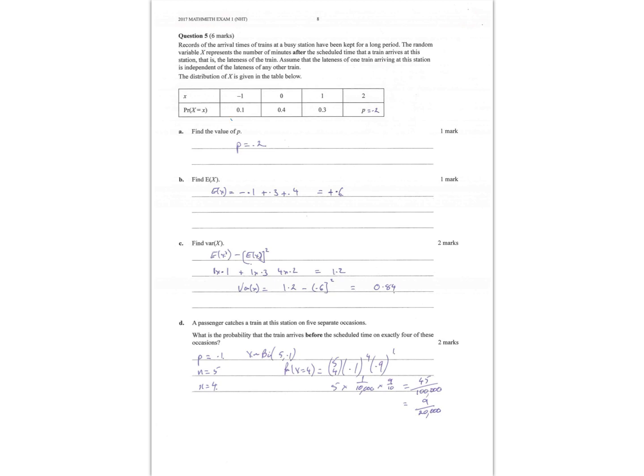Well, we know that each of these values has to add up to 1. So 0.1, 0.4, 0.3 is 0.8. So the last one there has to be 0.2.